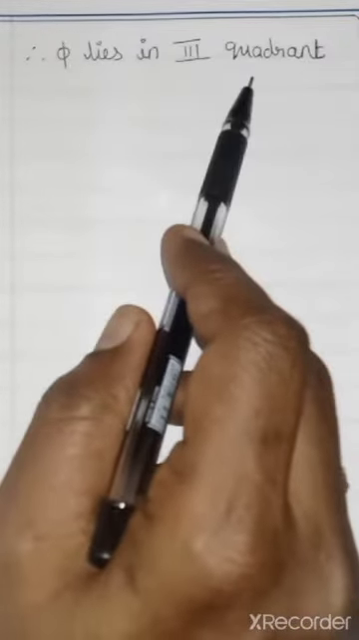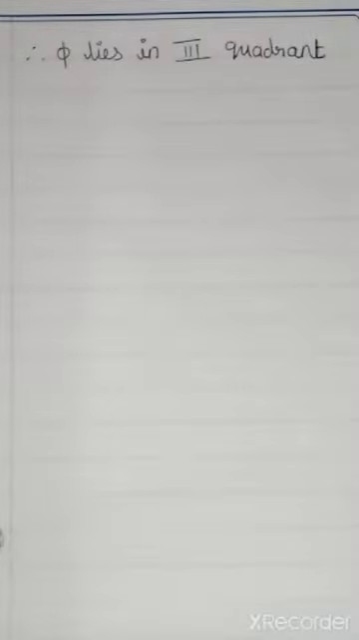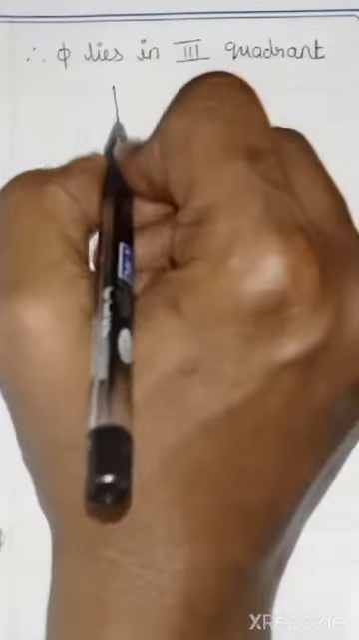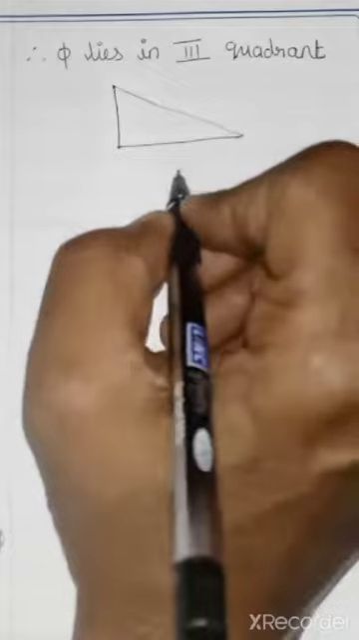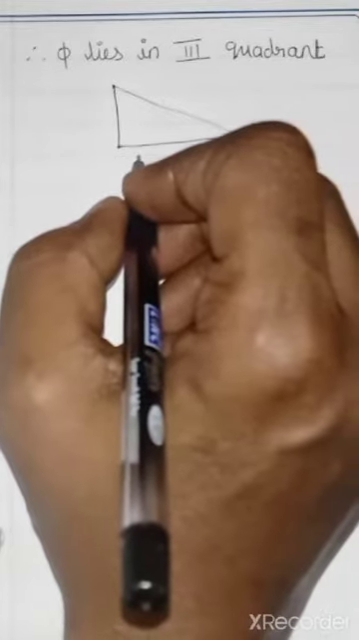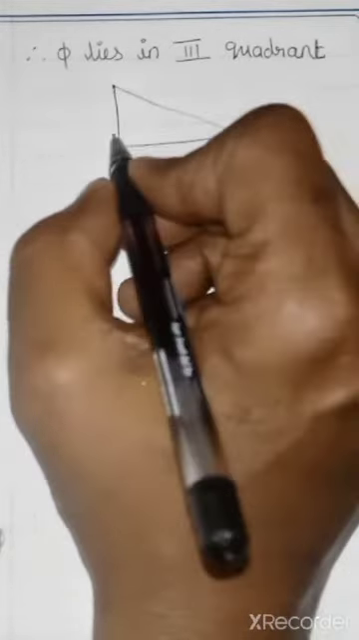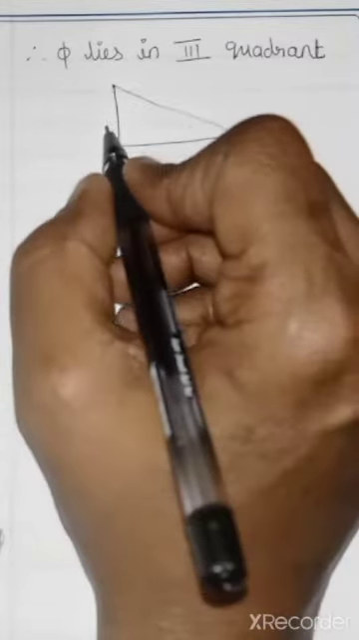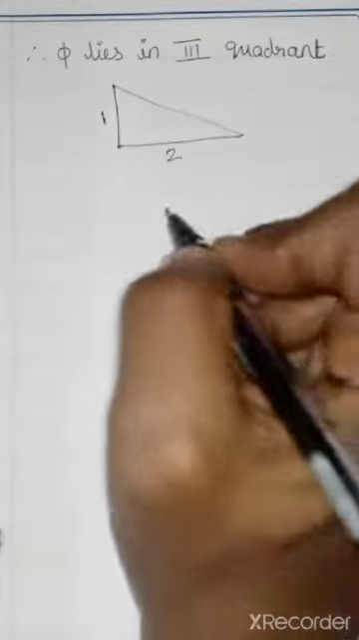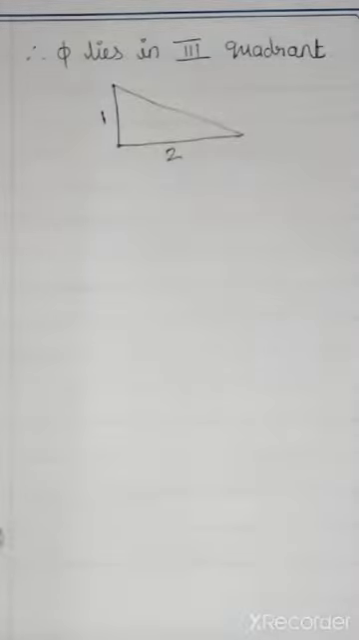Therefore, phi lies in the third quadrant. Correct? Now, again, use your Pythagoras theorem. What is given? Tan theta equals 1 by 2. Correct? 1 by 2. Opposite by adjacent. Correct? Opposite by adjacent.